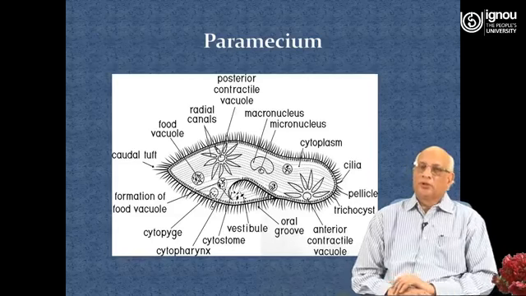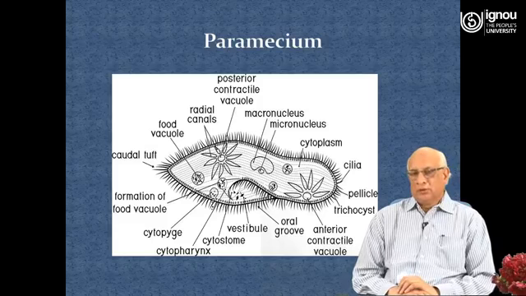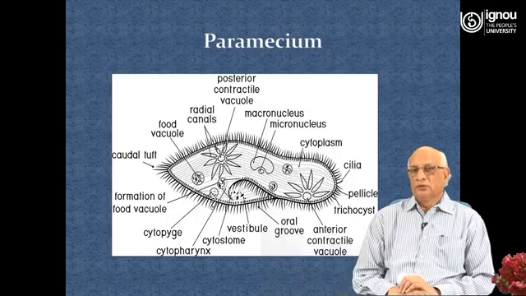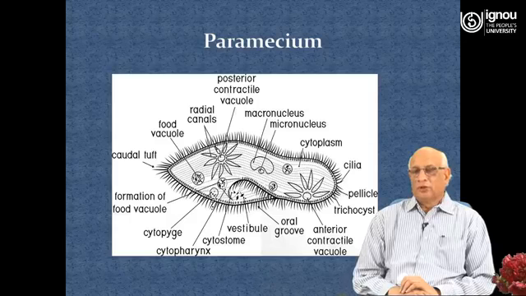Now you write the comments on the animal. The first is habit and habitat. It is an aquatic animal living in ponds, ditches, pools or slow flowing river water. They are in abundance in slow running water, but in a river, if you try to find them in the mainstream, it will not be possible to collect paramecium. So this is the habit and habitat.